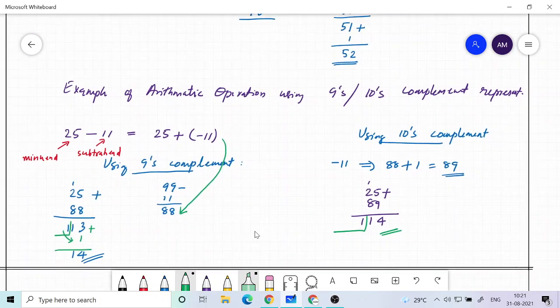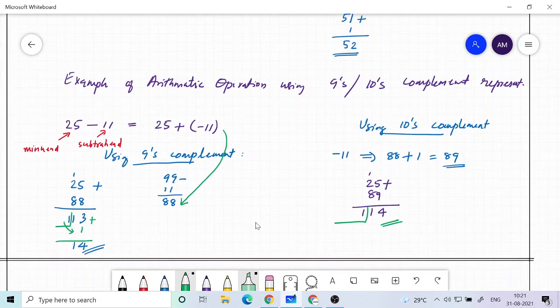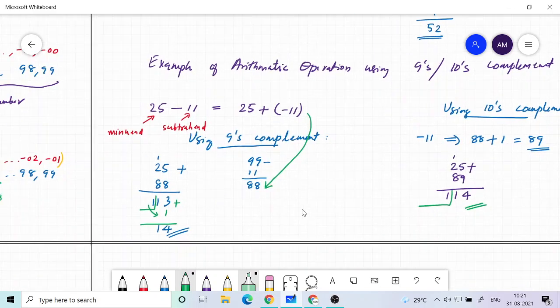Excuse me, sir. Yeah. So, why do we need to discard the carry, sir? To get the right answer. So, is there any kind of problem associated with this answer, like in discarding this number? No, this is the algorithm. That is what I was trying to explain to you.